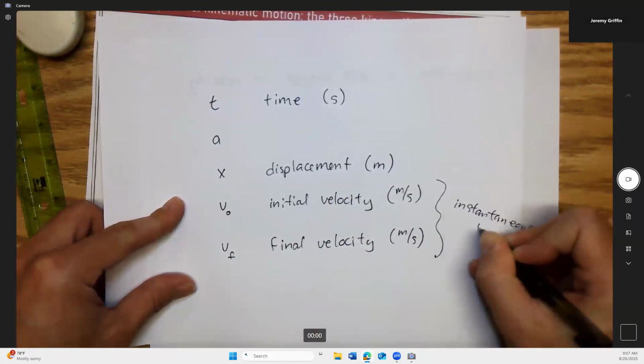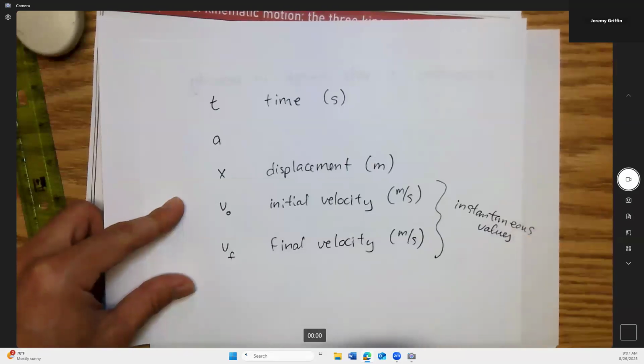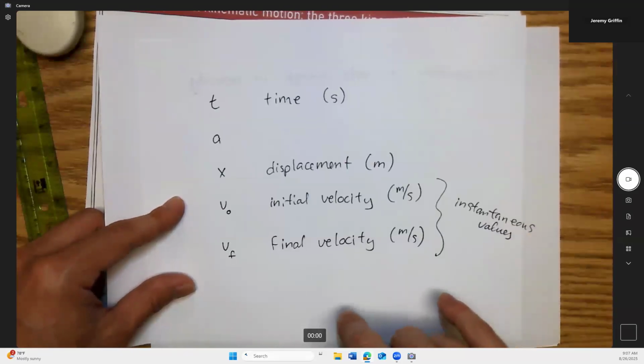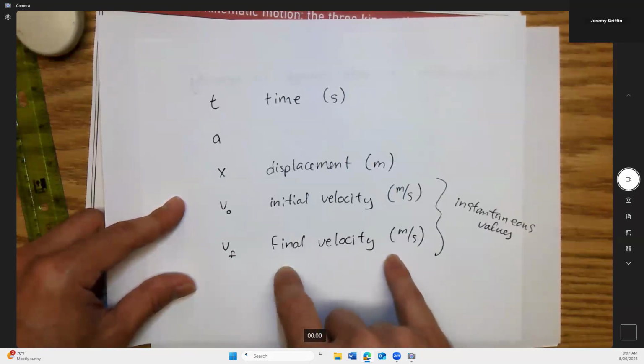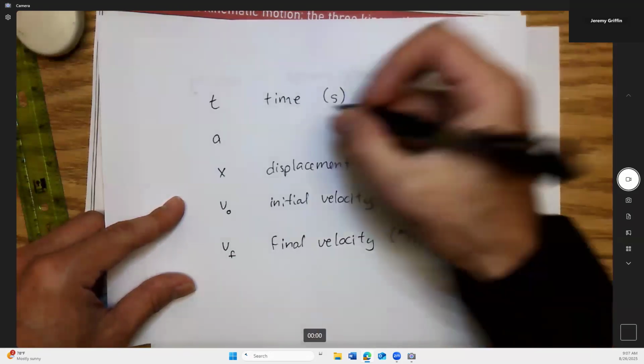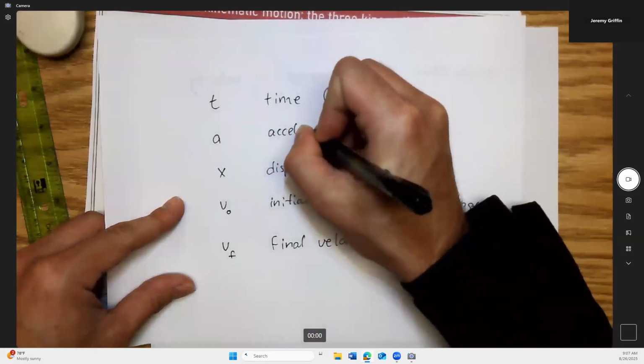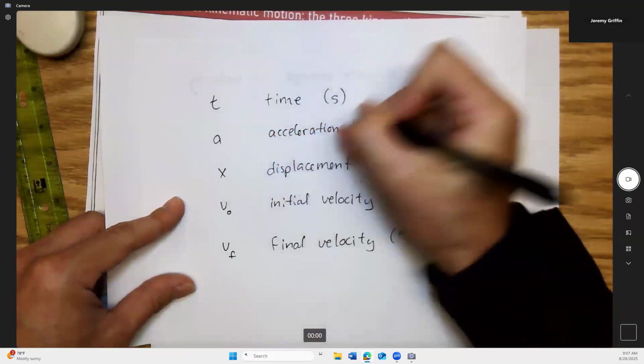Instantaneous values. If you talk about average velocity, it's like total distance over total time. We might do that a little bit in the future, but normally I'm talking about these instantaneous values. If you point a radar gun, how fast it's going. And this A is acceleration, which we're about to be looking at here.